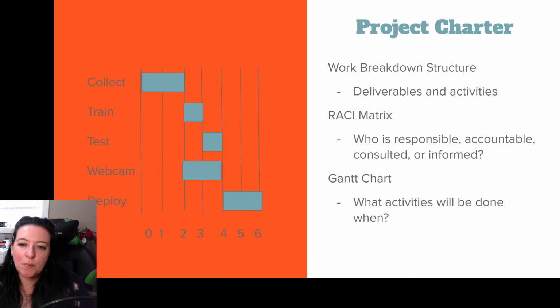Now, we can't actually deploy the system, though, until we've collected, trained, and tested. So you can see the deployment doesn't happen until week 4, and then we've set aside 2 weeks to get the last part of our project in place.